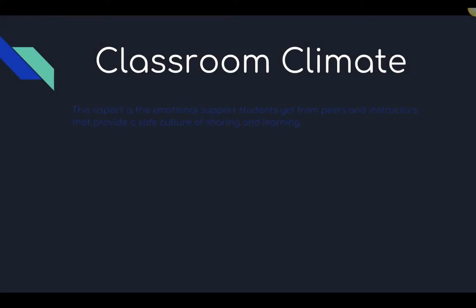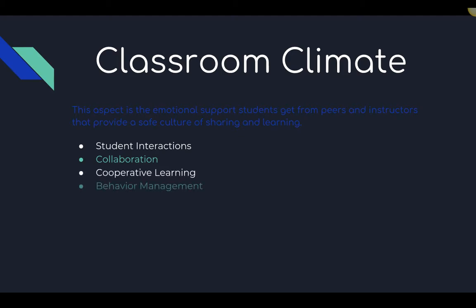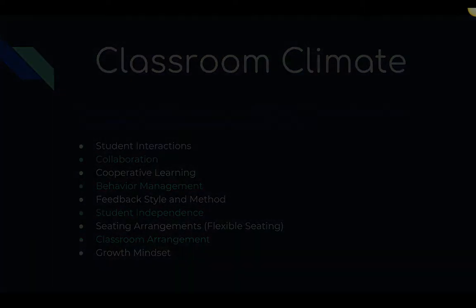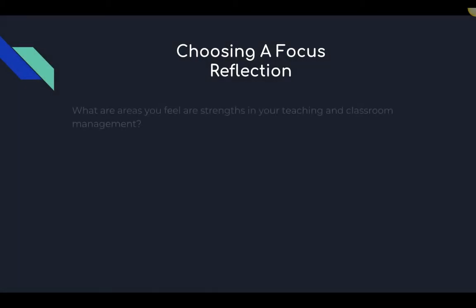And finally, you can focus on classroom climate. This aspect is the emotional support of students that they get from peers and instructors that provide a safe culture of sharing and learning. Student interactions, collaboration, cooperative learning, behavior management, feedback style and methods, student independence, seating arrangements such as flexible seating, classroom arrangements, and growth mindset are some of the ways you can focus on classroom climate.